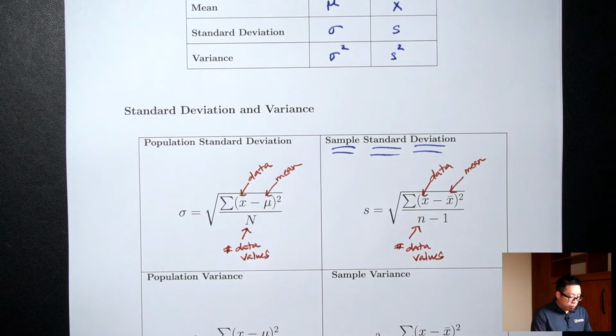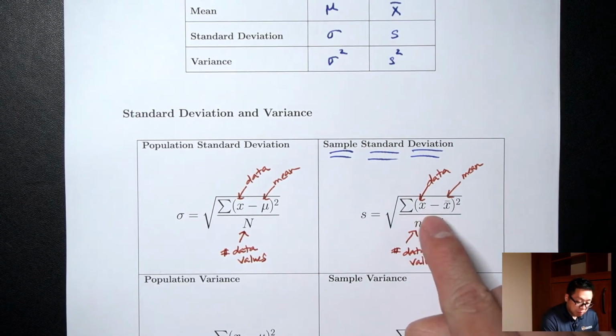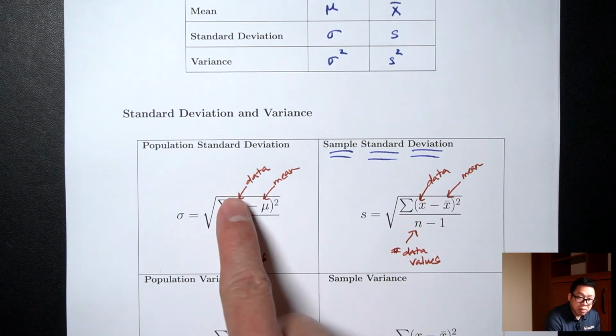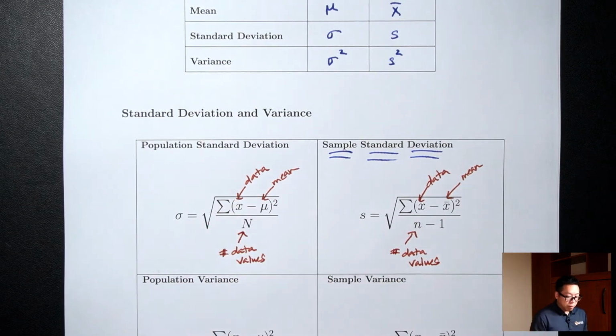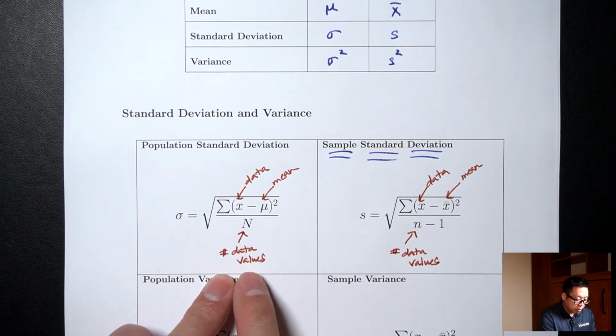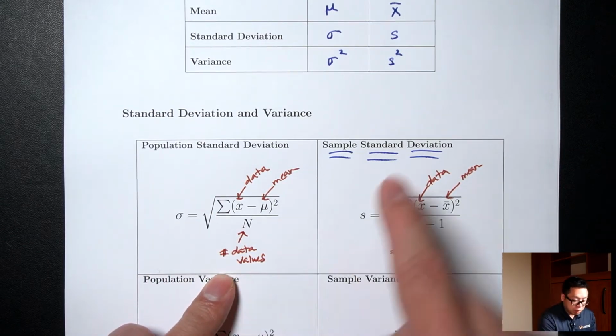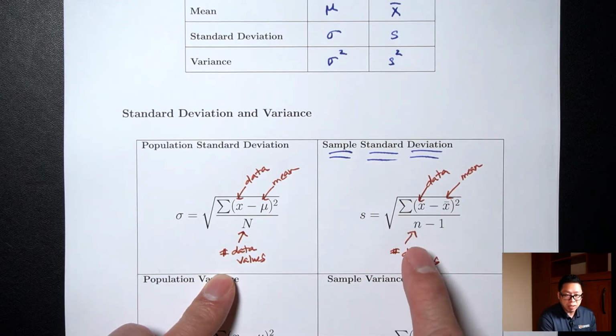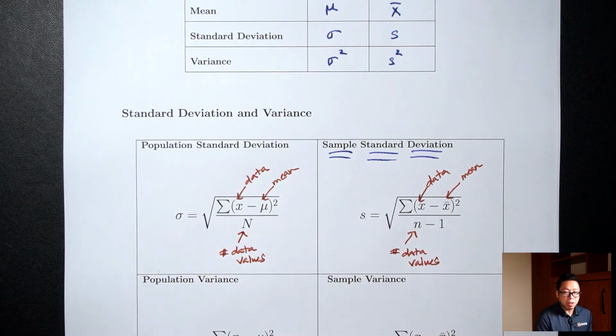Now, both formulas are really telling you to do almost exactly the same thing. Data minus the mean. Data minus the mean. The only thing that's different is on the bottom. For the population version, you're dividing by the number of data values. For the sample version, you're dividing by the number of data values minus 1. That's really the only difference in the two formulas.